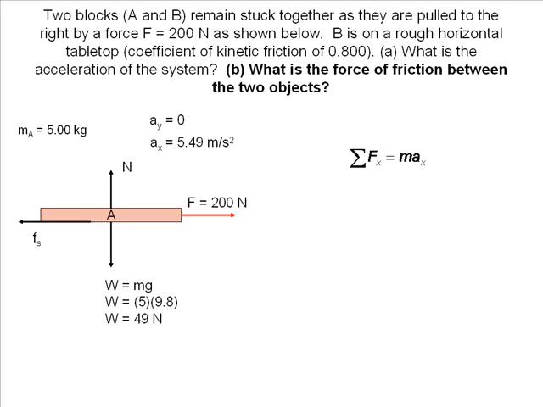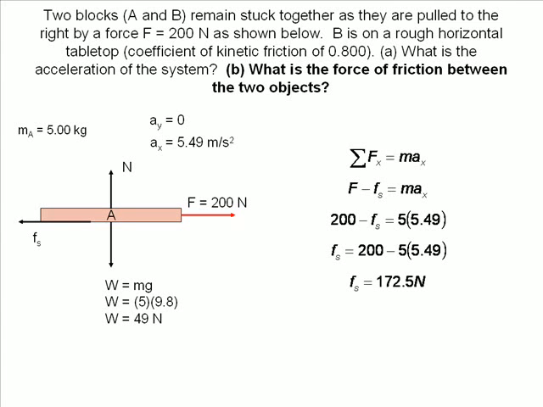We want to find the force of static friction. We know the acceleration from Part A, so we can use the net force equation for the x direction. We substitute our variables into the equation, plug in our known values, rearrange the equation to isolate Fs, and find the force of static friction to be 172.5 newtons.